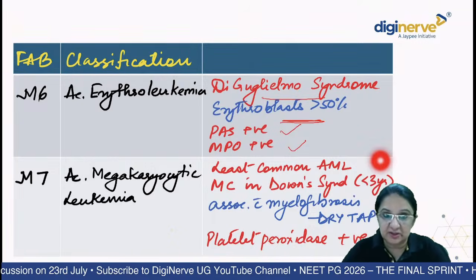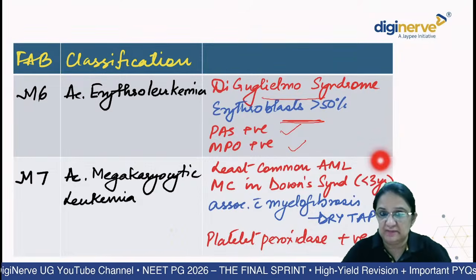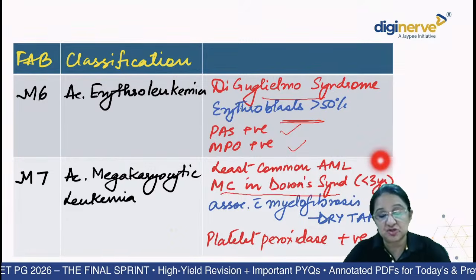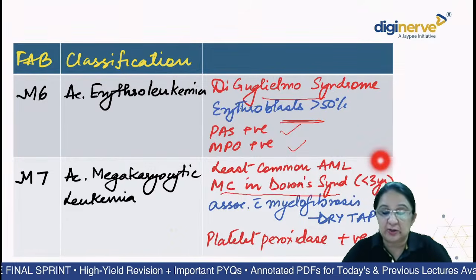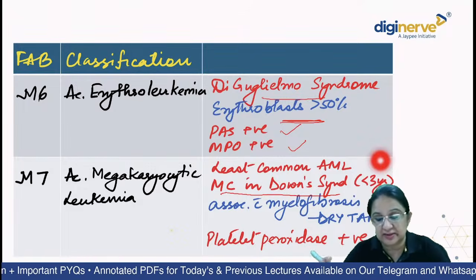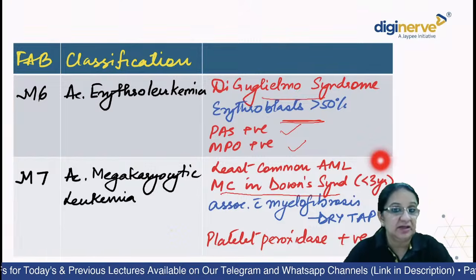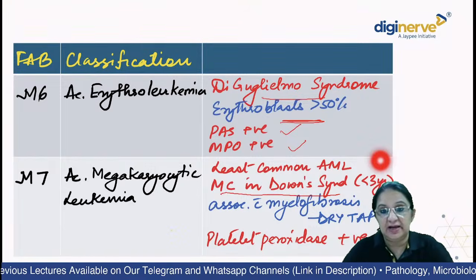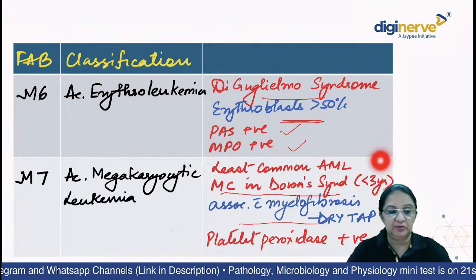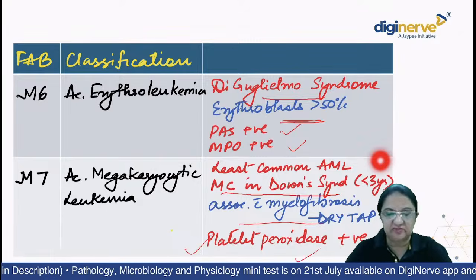Then M7 is acute megakaryocytic leukemia. It is the least common AML, but the deadliest one with very bad prognosis. And also, it is the most common tumor, most common leukemia in patients with Down syndrome of less than 3 years. Remember, Down syndrome less than 3 years. Can anybody tell me what is the most common leukemia in patients of Down syndrome more than 3 years? It is, yes, it is ALL. Okay. And this M7 is also associated with myelofibrosis. That is why you get a dry tap on aspiration. Because they are platelets, their platelet peroxidase will be positive.